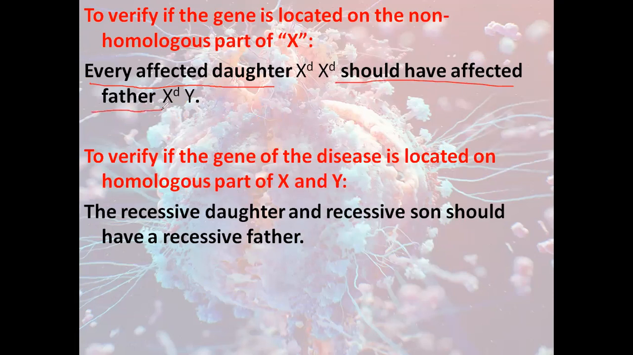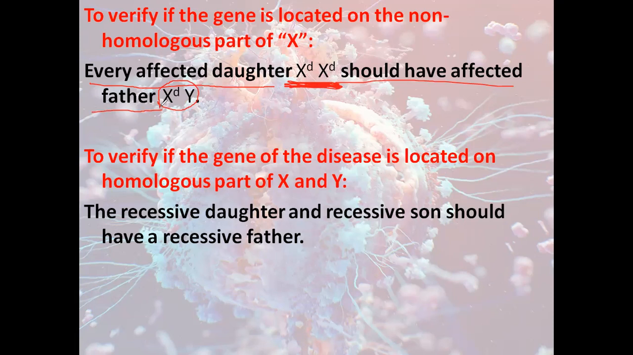Why? The affected daughter has XD XD. The allele of the disease is recessive also. Here I'm going to talk about the allele of the disease being recessive. So it has XD XD, so this affected daughter should inherit XD from each of her parents, from the father and the mother. So her father should have XDY, meaning that the father is affected. If the father is not affected, then it's not the case.